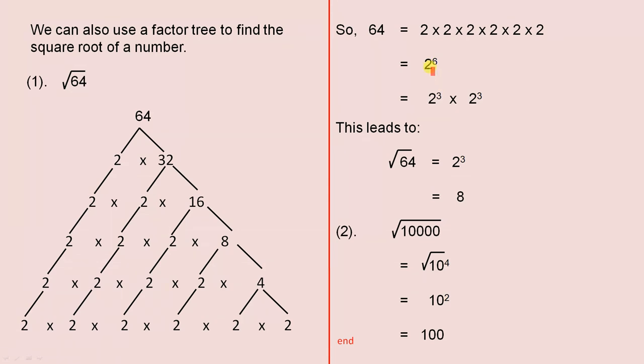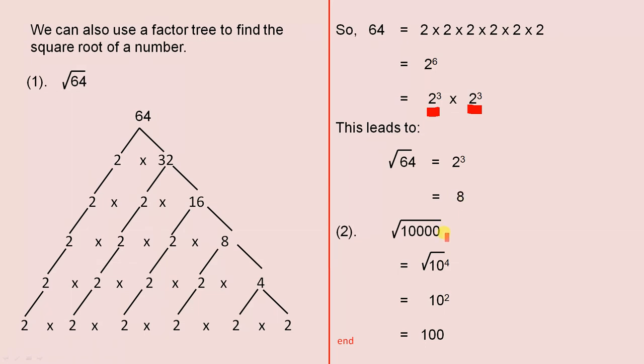Now, 2 to the power of 6 is 2 to the power of 3 times 2 to the power of 3. So you've got that multiplied by that. Now, each of those is the same. This leads to the square root of 64 is 2 to the power of 3. And we know that 2 to the power of 3 is 8, or 2 cubed is 8.